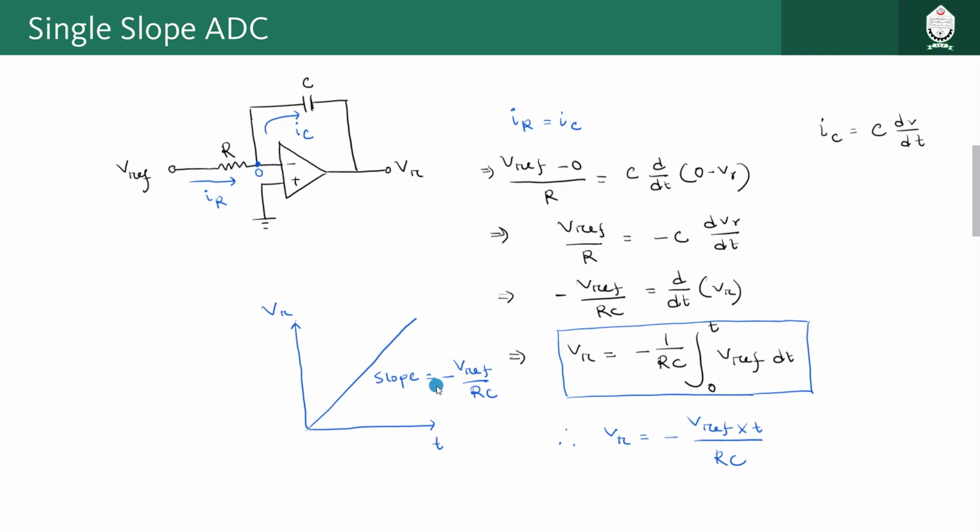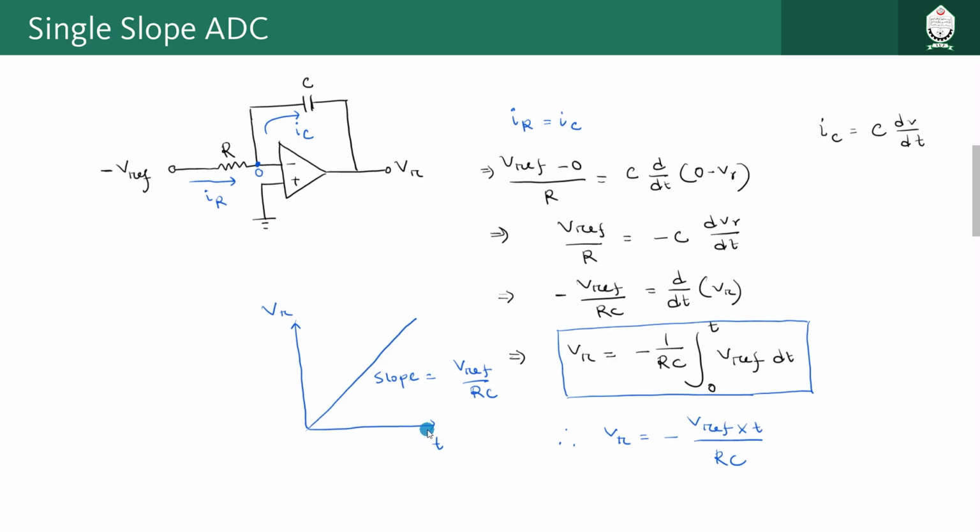So what can we do? We can just initially take the input voltage as minus Vref, so that after all the calculation we can omit this negative sign, and we are going to get the slope as what? Slope as positive Vref divided by RC.